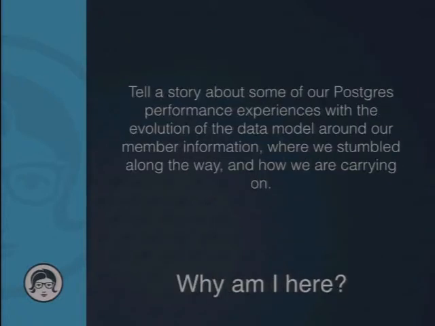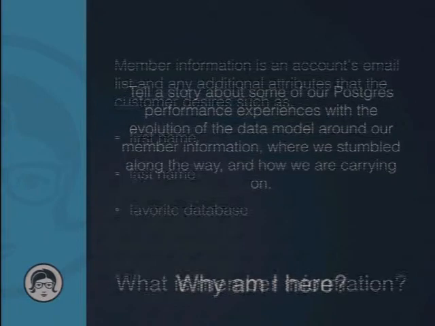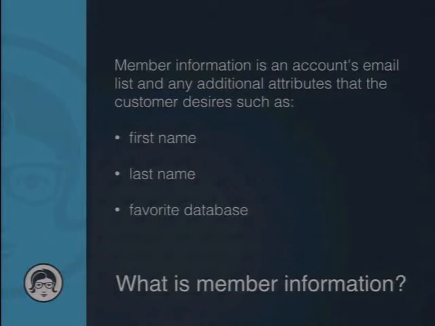So I'm here to tell a little story about some fun we have with changing a data model around our member information. All the fun that we had and how we're getting through it all. What we call our member information really is just the list of emails and a bunch of attributes that we allow each client to define, a list of attributes that they want to follow. So some simple examples are first name, last name, and what your favorite database is. Of course, you can add things like birth dates or favorite color and so forth.